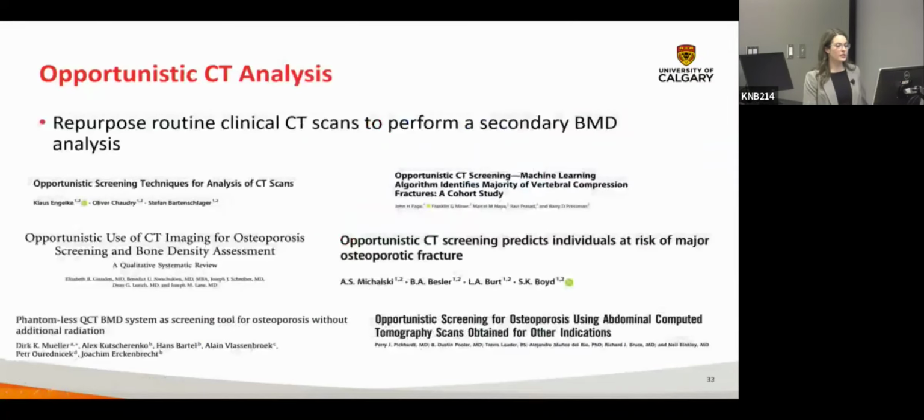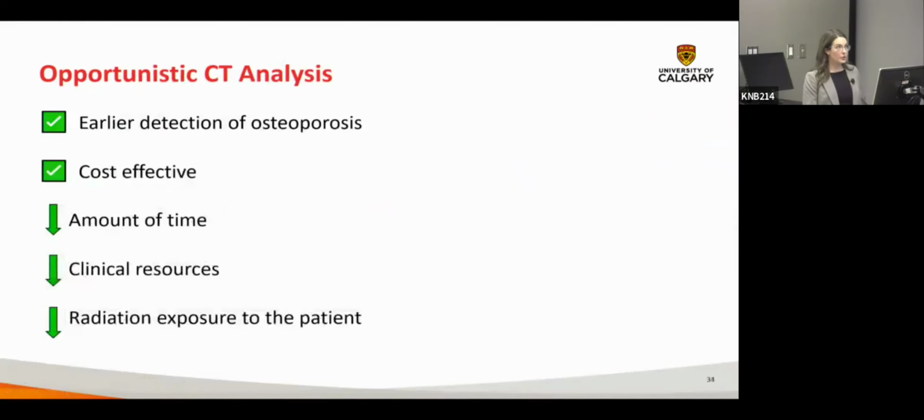So there is a lot of interest in the area of opportunistic CT analysis, and the main one being that we can just repurpose these routine clinical scans to perform secondary analysis of BMD. And the major benefit of doing the opportunistic CT analysis is that it allows for earlier detection of osteoporosis, and therefore you can start treatment earlier and hopefully prevent those fragility fractures.